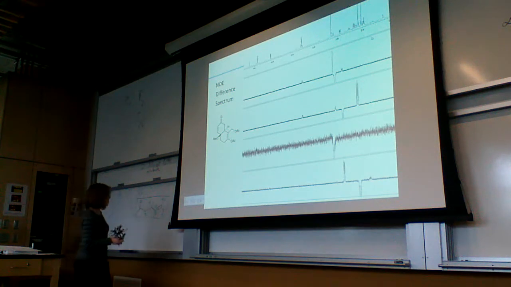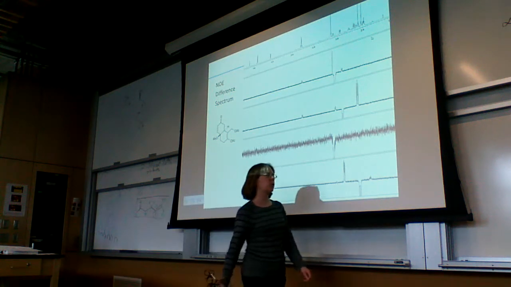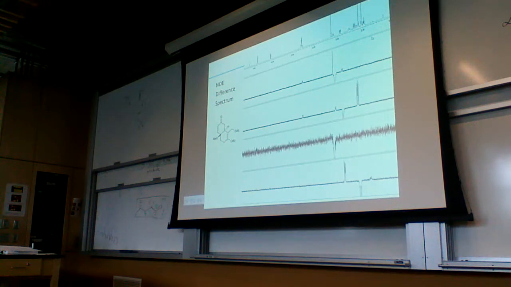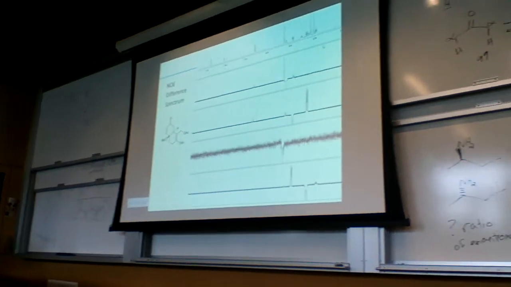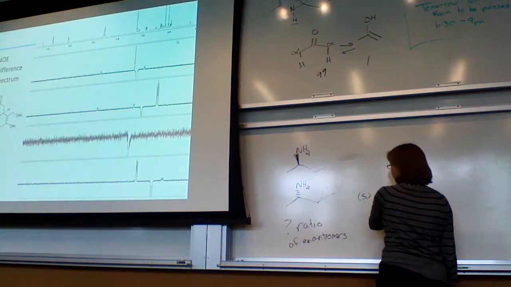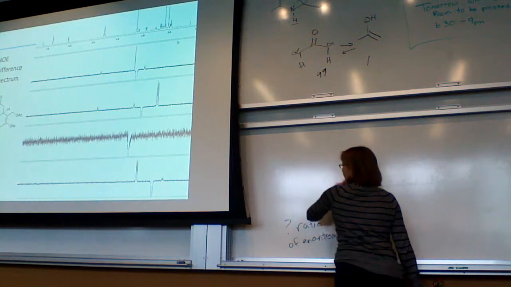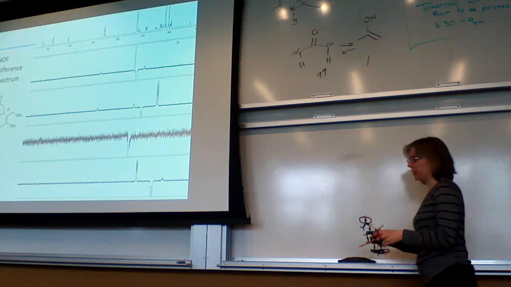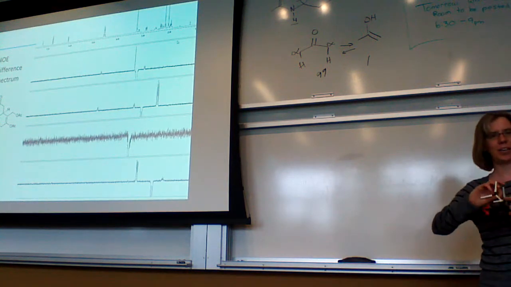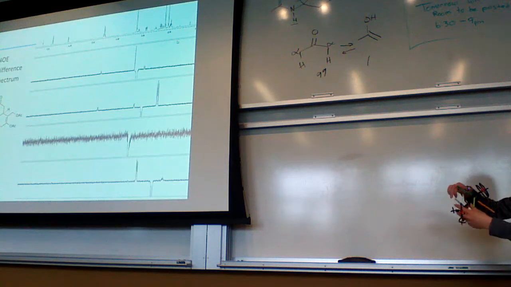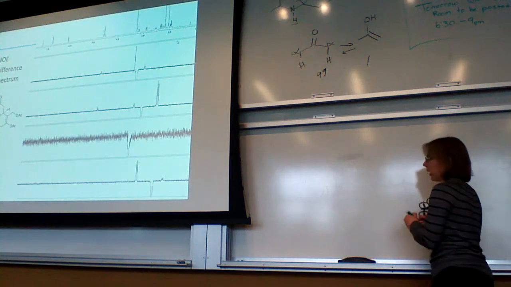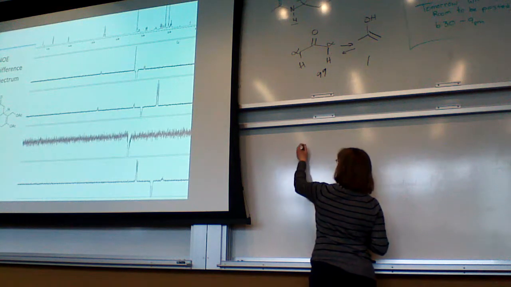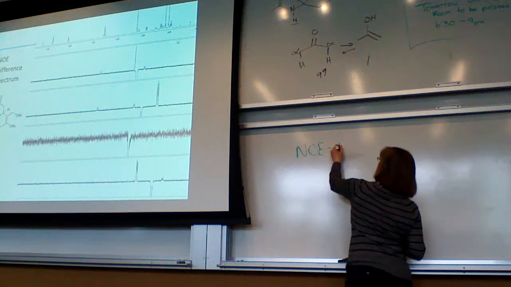And what we do is we take individual protons of the structure and we irradiate them with a little bit of energy. You turn off that irradiation, you let the signals kind of transfer their energy between neighboring protons in terms of space, and then you see what happens. And so the NOE is a through-space interaction.